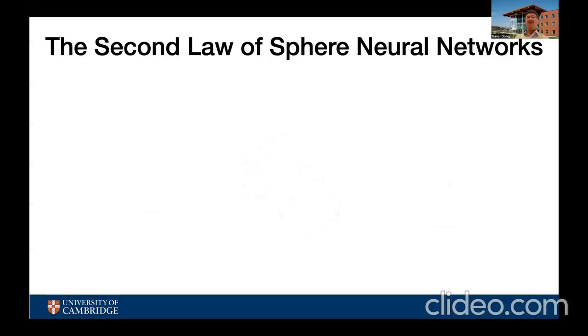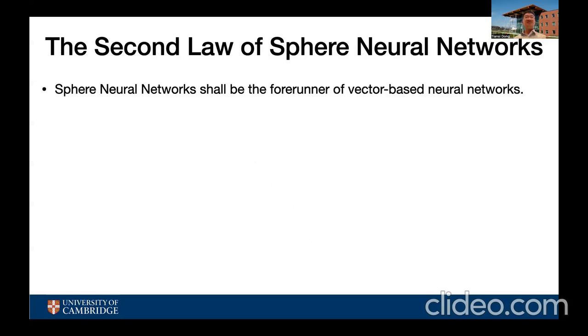And then the second law of sphere neural network. Currently, the first law says mathematically, sphere neural network is the generalization. The second law says which one comes first. And here it says sphere neural network should be the forerunner of vector-based traditional network. For what reason?